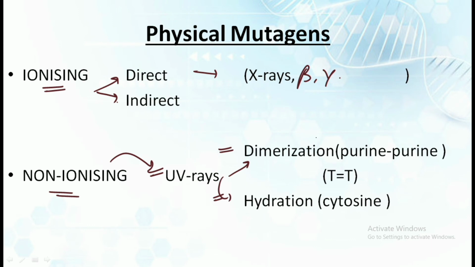So dimerization mainly occurs of the purine and purine, but if we look at the most common type of the dimerization, it is of the pyrimidine, that is of the thymine. So it is the most common type of the dimerization. Then we have the hydration. So hydration is mainly of the cytosine.